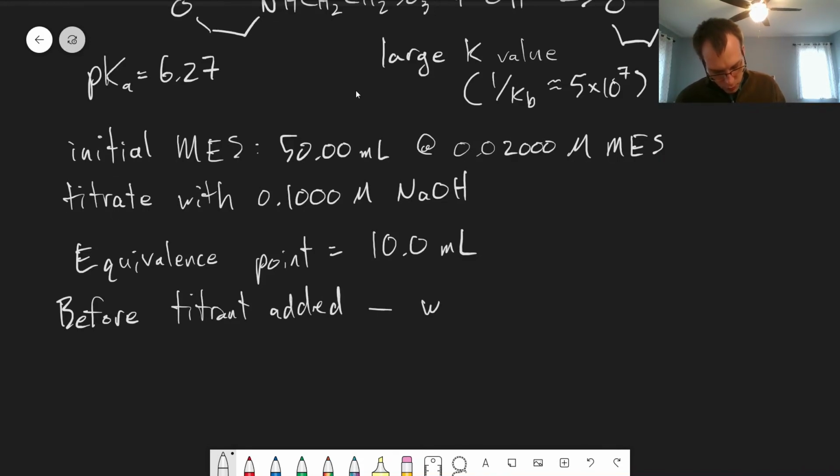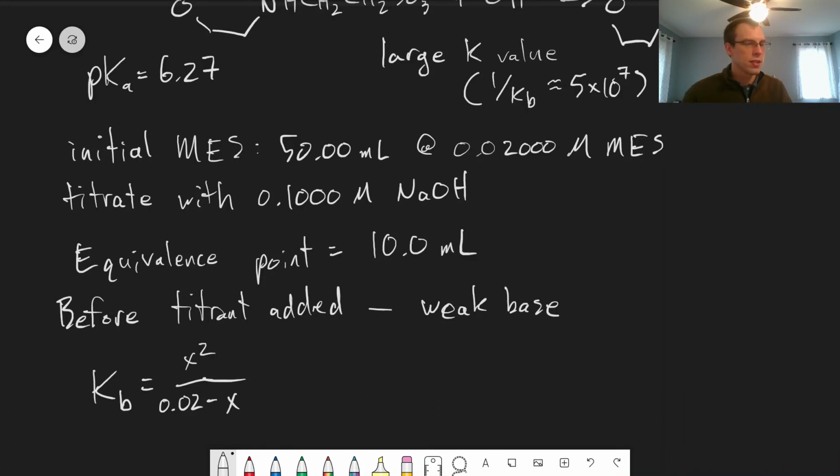we just have a weak base in solution. And we know how to find the pH of that. We'll use the Kb value. We know that Kb will equal x squared over the concentration, which in this case is 0.02 minus x. All right, so this is a situation we've seen before already. Okay, so sorry, Ka. This is a weak acid, not a weak base.